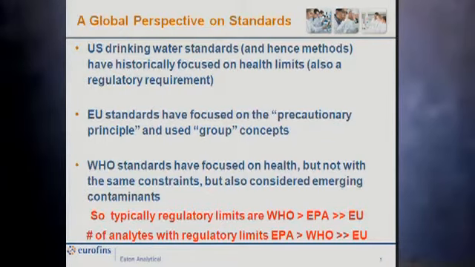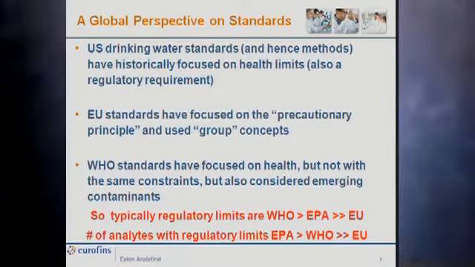So if you look at regulatory limits, typically you see that the actual health standards for WHO tend to be higher levels than EPA, and EU is usually much, much lower. An example being the EU requirement for no individual pesticide being present at more than 1/10 of a part per billion, and the sum of all pesticides being less than 0.5.